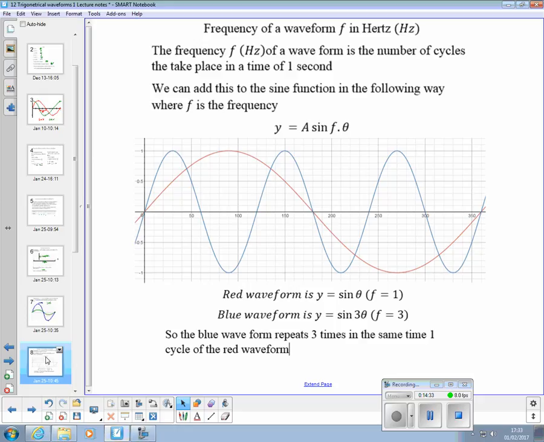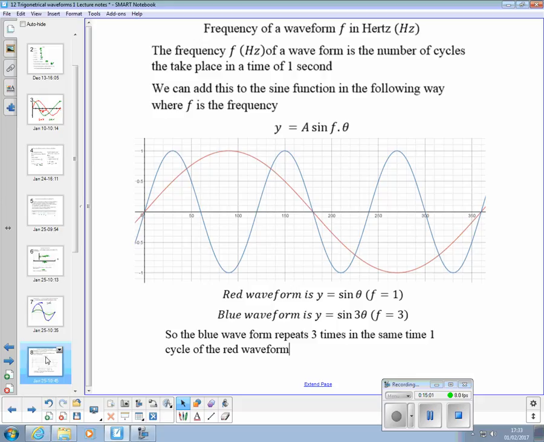Frequency of a waveform in hertz. The frequency f, in hertz, of a waveform is the number of cycles that take place in a time of 1 second. They used to call it cycles per second, and the Americans still talk about 50 cycles. But the SI unit of frequency is hertz.